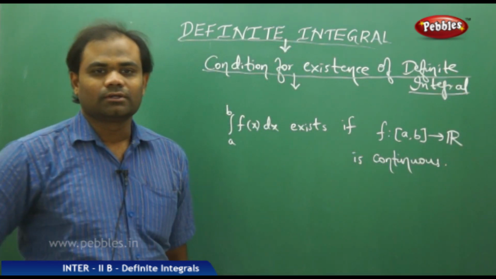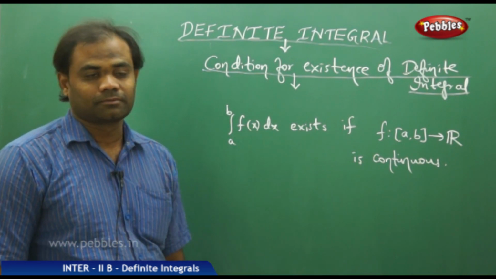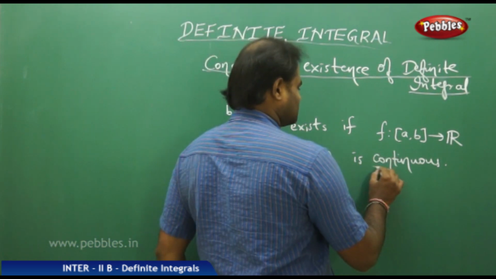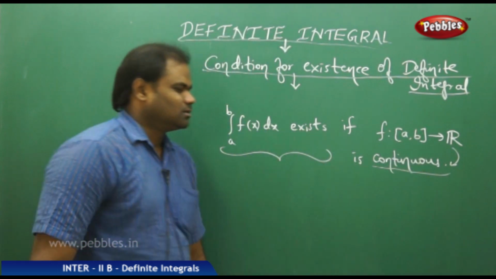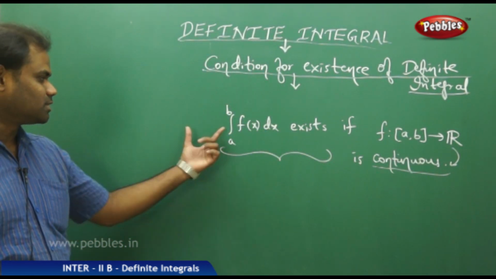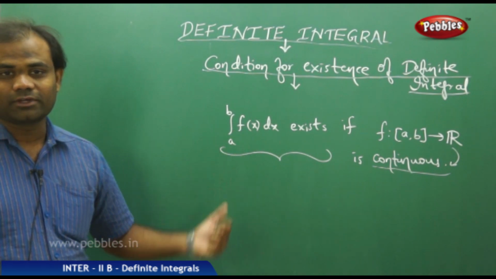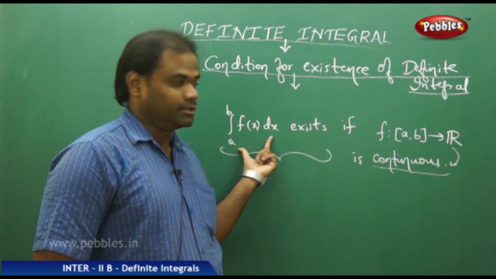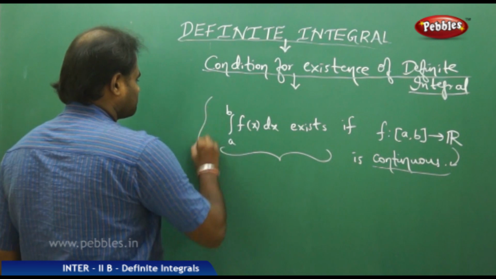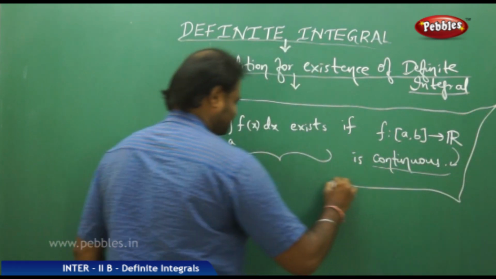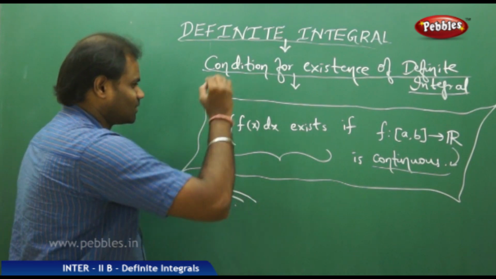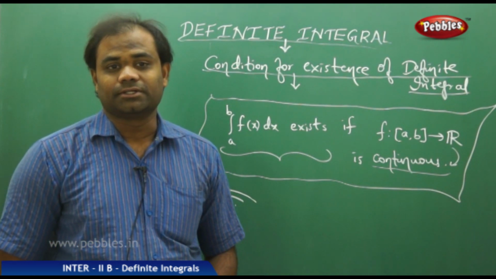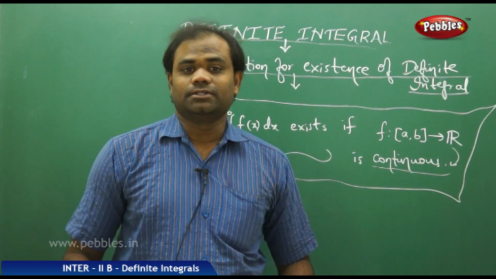The continuous function has already been discussed in the previous sessions. The condition is that this exists if f is continuous. So if the function is not continuous, then the definite integral from a to b of f of x dx does not exist. Only when f is continuous does this exist. That is how we understand the condition of existence of the definite integral from a to b of f of x dx.